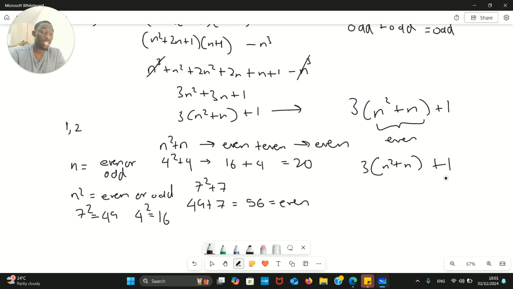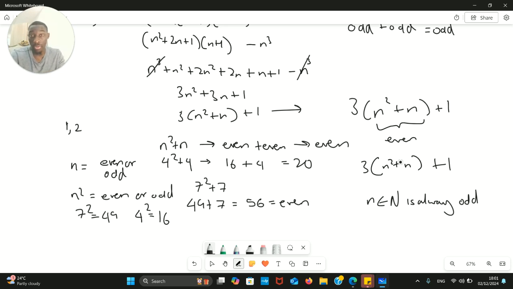If I add 1, because I'm adding 1, I know for sure the next number that comes after an even number has to be odd. So therefore, I prove that for all natural numbers n, the expression is always odd. And that's essentially it.